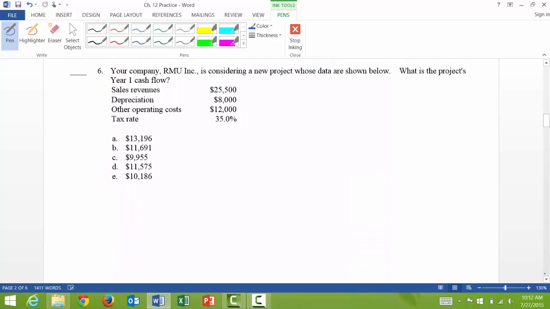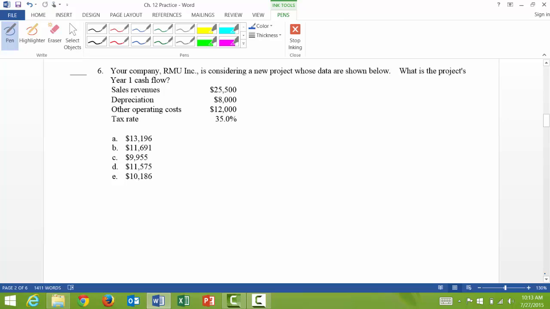And then let's look at question 6. So you're considering a new project whose data are shown below. What is the project's year one cash flow? So we're just doing part of one of these huge capital budgeting project analysis items here.